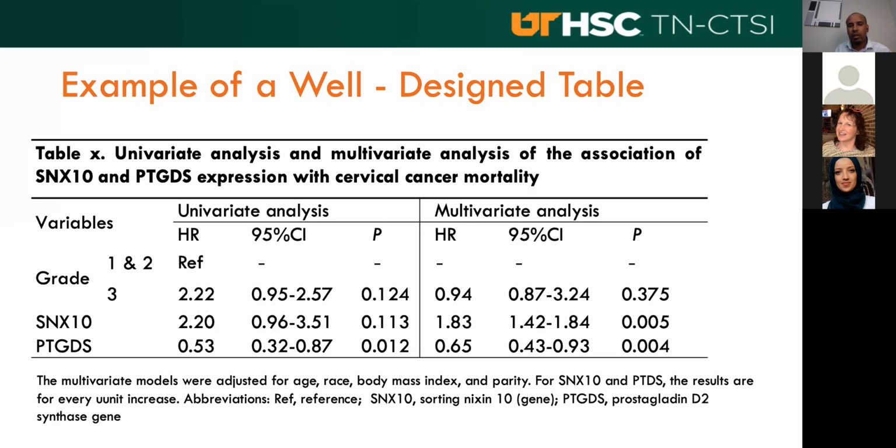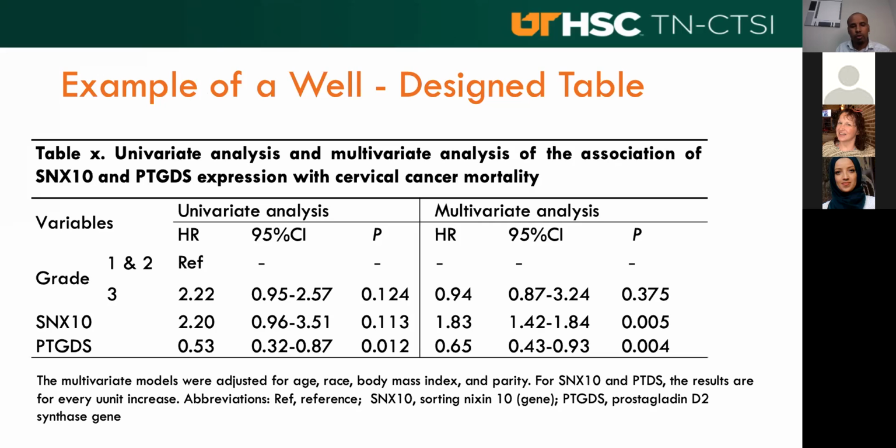So this is an analysis of these two genes in association with cervical cancer mortality. So this is informative in terms of the title. So we know what is included in here. And we have hazard ratio here, a 95% confidence interval, the p-values and the likes. And then the variables are listed on the left-hand side.